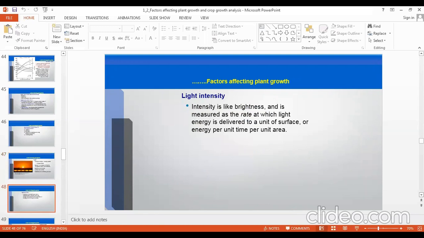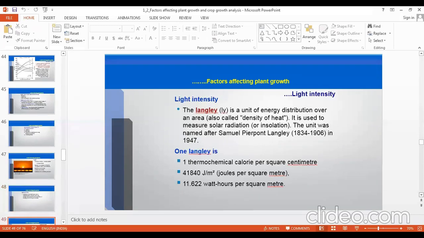And if I ask you, what do we mean by light intensity? Simply, in just 4 words you can say: intensity is like brightness. It means the brightness level of the light is your intensity, and it is measured as the rate at which light energy is delivered to a unit of surface, or energy per unit time per unit area. So this is how light intensity can be measured.